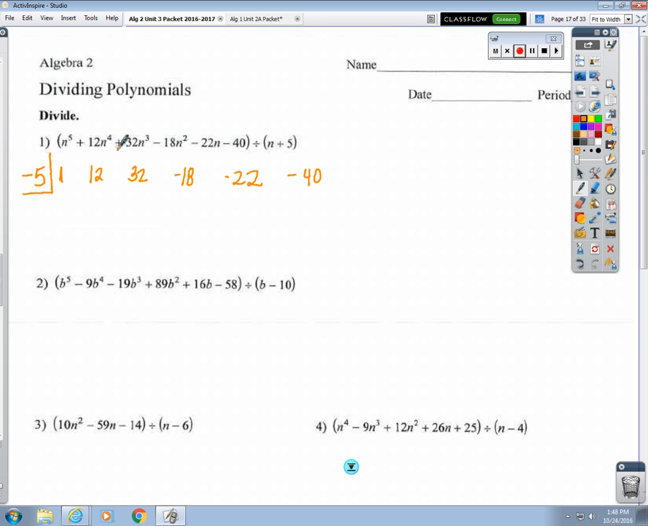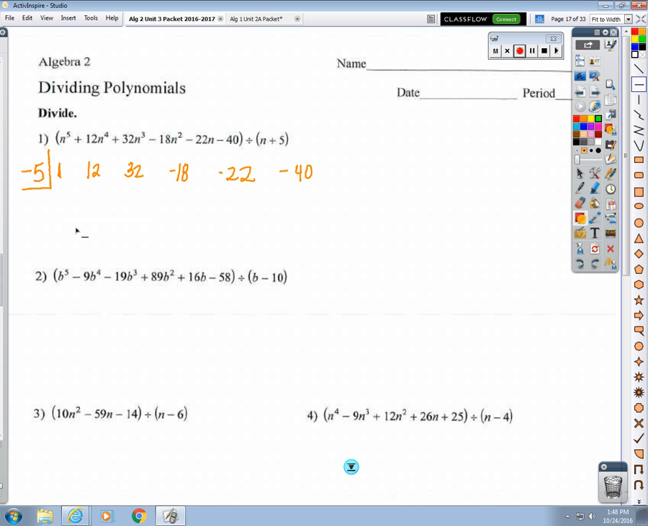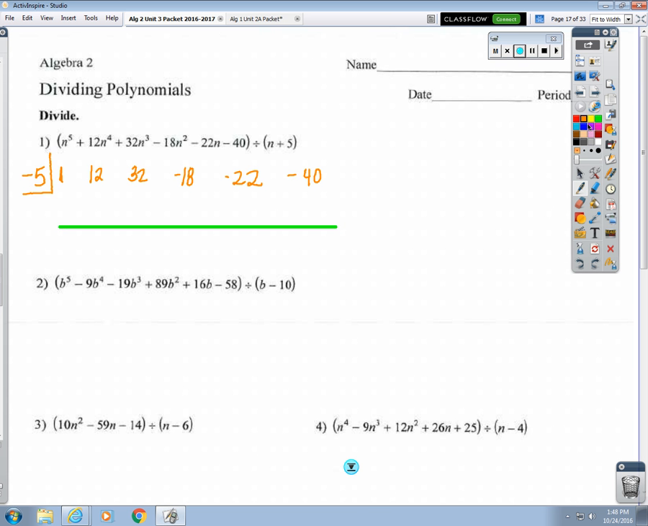Once you have written down your coefficients and your constant, you put the number in the box, opposite of n plus 5, so a negative 5, and you draw a line. You need to leave some space because you're going to write between that number and this line. To start synthetic division, you always bring the first number down. It drops straight down below the line. Whatever number drops below the line gets multiplied by the box number. So 1 times negative 5 is negative 5.